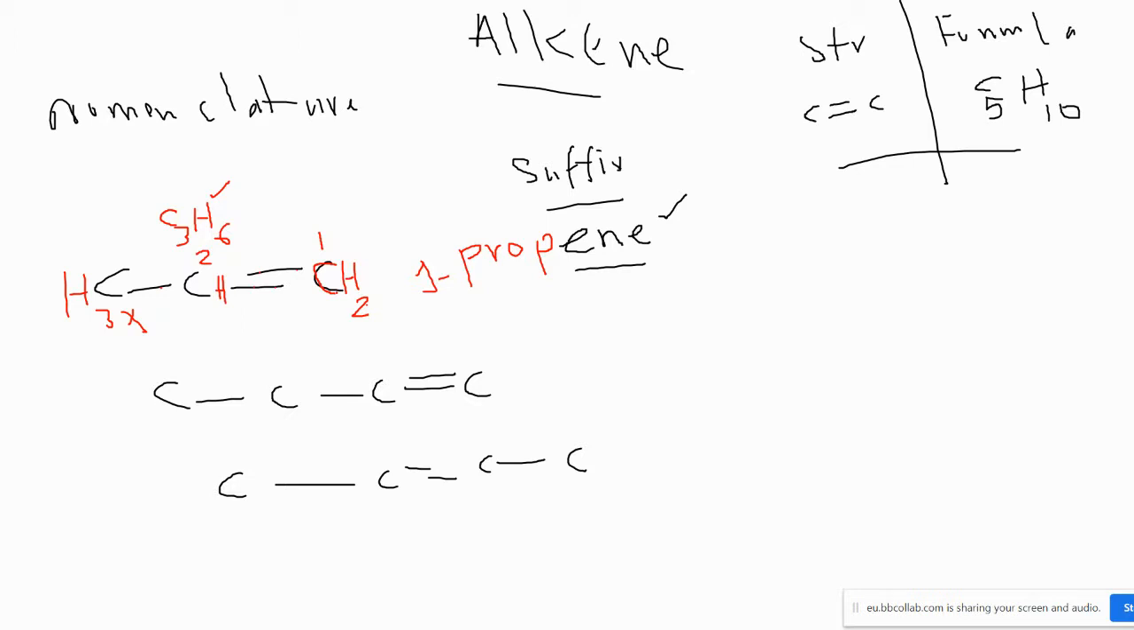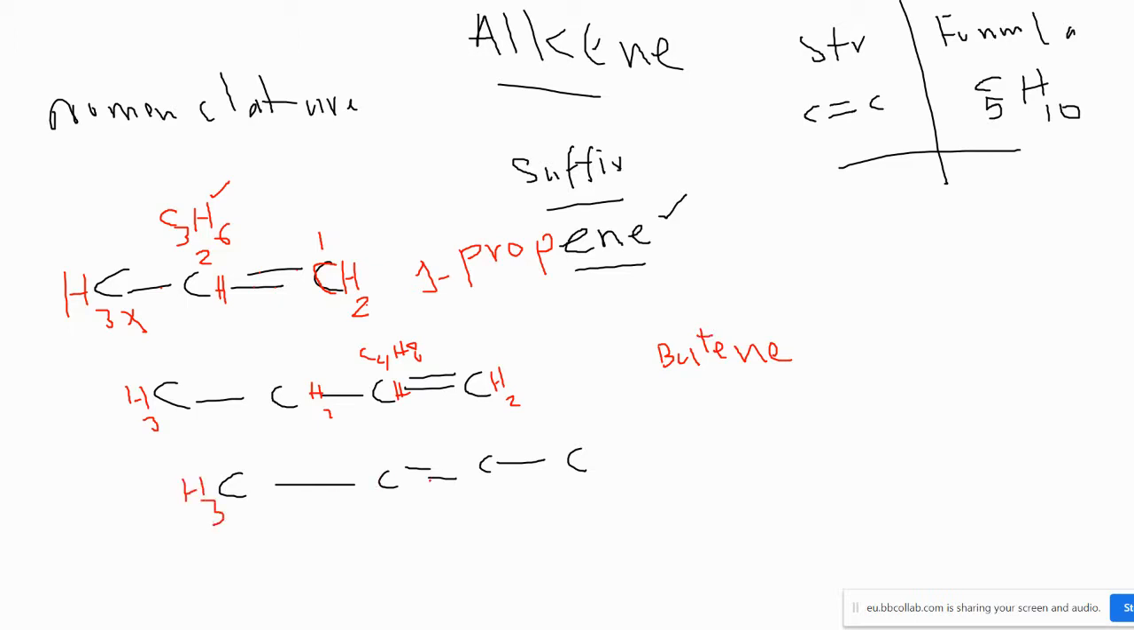Okay, let's see an example. Now, what is this compound? 3 hydrogens, 2 hydrogens, 1 hydrogen, and 2 hydrogens. So C4H8. Of course, it is butene. Okay, we go for the next one.